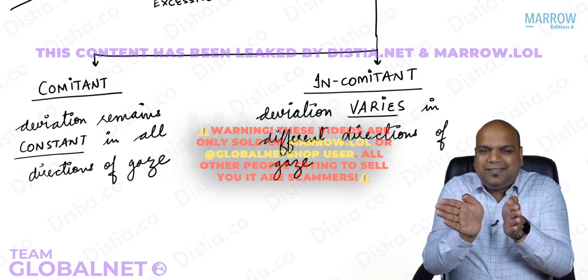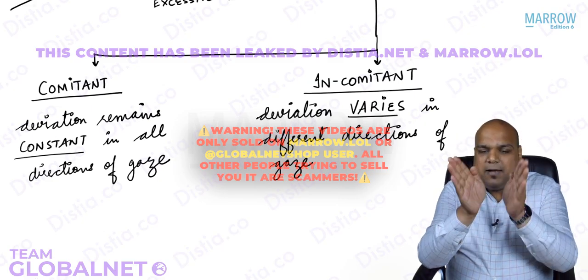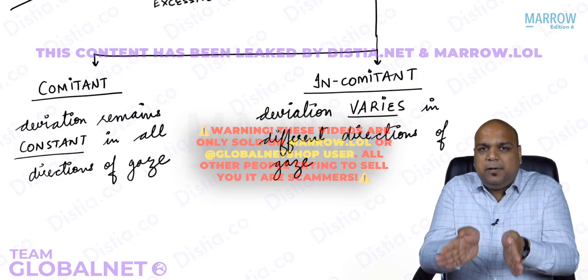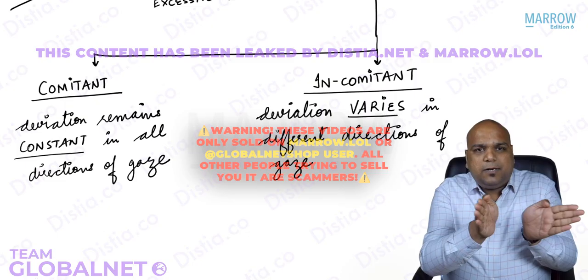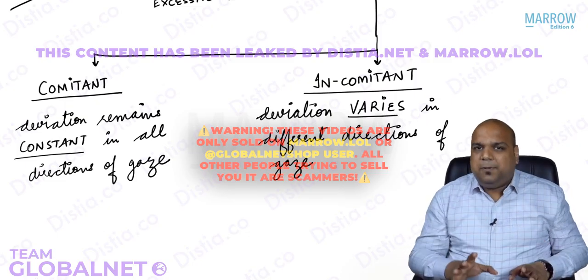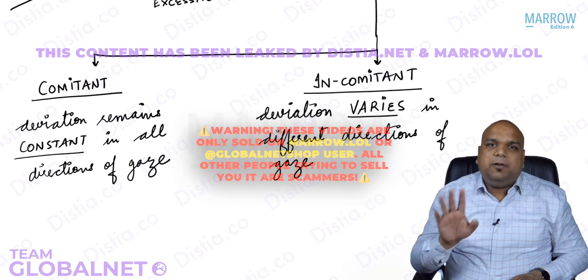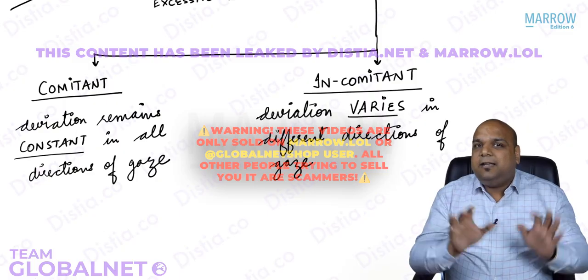Now I check the deviation in all directions of gaze. That means I ask the patient to look up. Deviation remains 45. I ask the patient to look down. Remains 45. I ask the patient to look toward the right side. 45. To look towards the left side. 45. What am I trying to say? Wherever the patient may look, in whichever direction everybody, the deviation remains constant, 45 degrees.